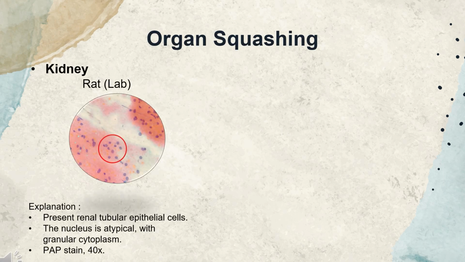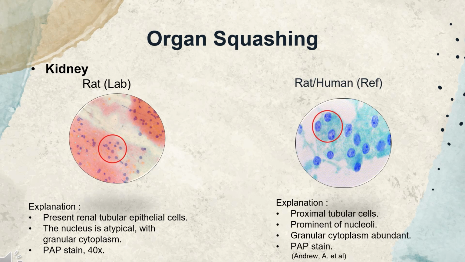PAP staining under 40 times for kidney shows the presence of renal tubular epithelial cells. The nucleus is atypical with granular cytoplasm. We can see from the reference picture the proximal tubular cells, with prominent nucleoli and abundant granular cytoplasm.